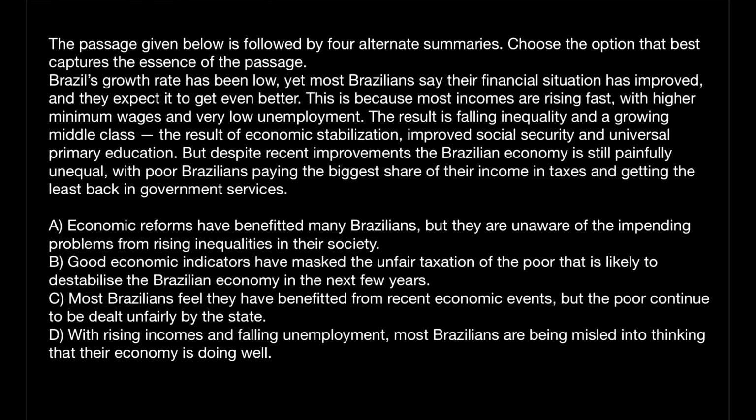Over here, this is a CAT 2021 question of para summary. So let's quickly read it. It says that Brazil's growth rate has been low, yet most Brazilians say their financial condition has improved. So the keyword here is most Brazilians.